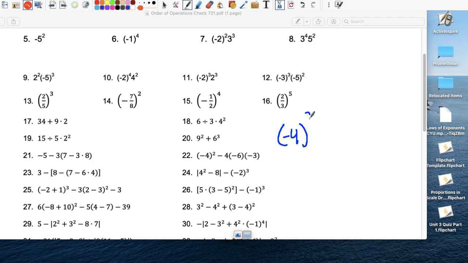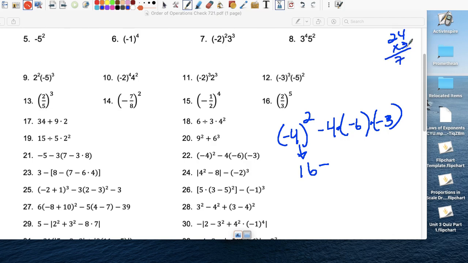Negative 4 to the second power minus negative 4 times negative 6 times negative 3. Okay. Negative 4 to the second power, let's change that. That becomes 16. And this is 3 numbers being multiplied, and there's 3 negatives. So I know my answer is going to be negative, first of all. 4 times 6 is 24. 24 times 3 is 72. No, 12, yes, 72. And that's what I end up having.